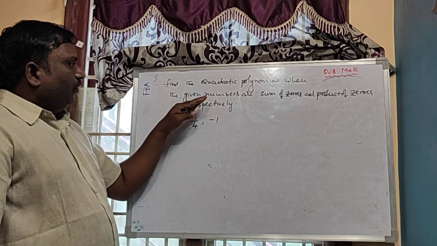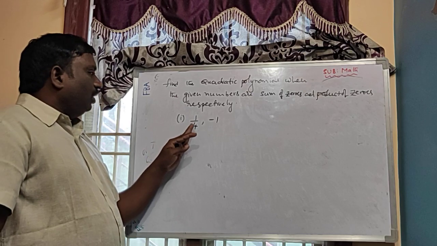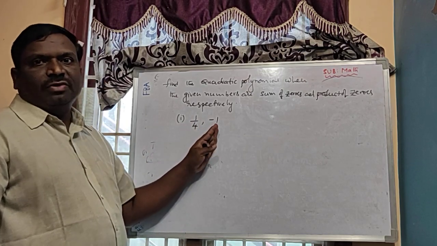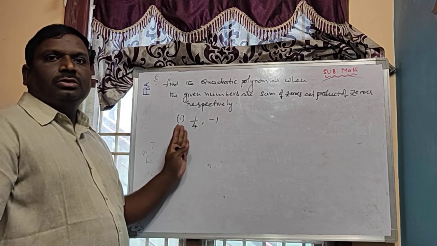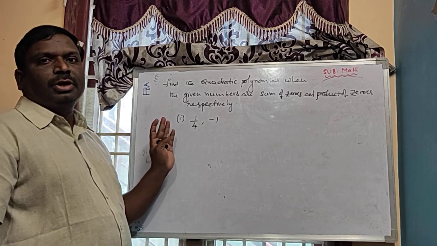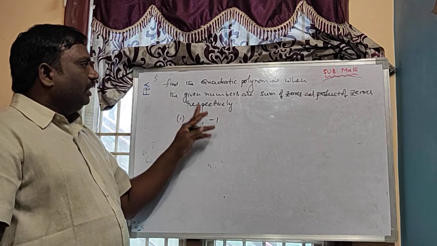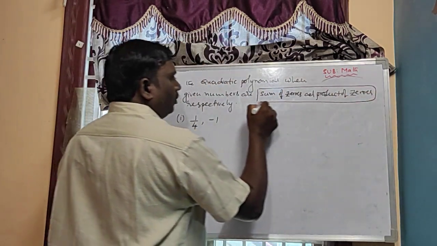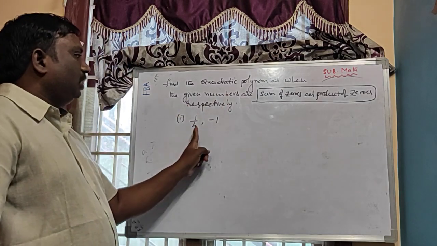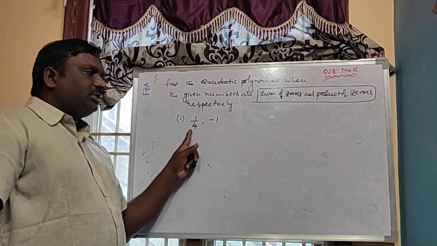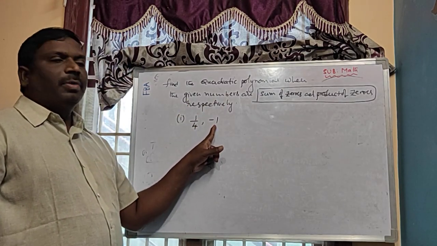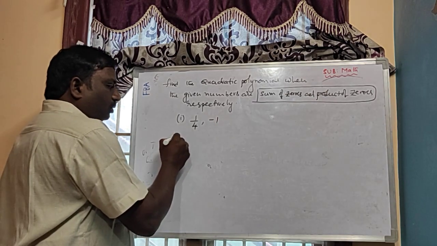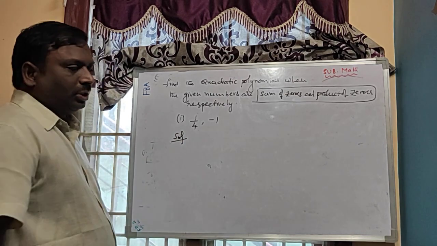Without reading the question, some of the children see 1 by 4 and minus 1, and take the first one as alpha and the second one as beta. So that will become wrong. Why? Because they gave here, identify this one: the given numbers are, one is the sum of the zeros and another is the product of the zeros. So see the solution. How to do the solution?